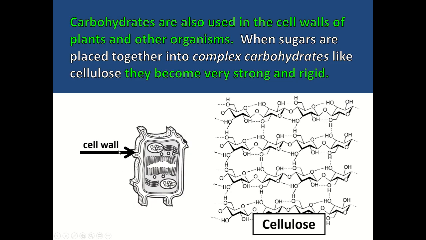Something else that carbohydrates are used for in your cells is the cell walls of plants and other organisms. Plants are not the only things that have cell walls. When these sugars are placed together, they can create these large complex carbohydrates like cellulose in plants, and they are very strong and pretty rigid. Here we have a picture of cellulose, and you can see how complex it really is.